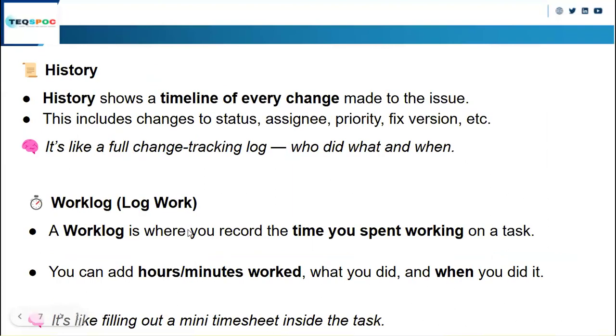Now, coming to the history. Basically, history shows the whole timeline of every change you have made in the issue, which includes changes in status, assignee, priority, and so on. In a particular requirement, story, task or subtask, if you made any kind of change in priority, assigning, version or fixed version, all those things will be shown in the history tab. We will see from where we can see the history.